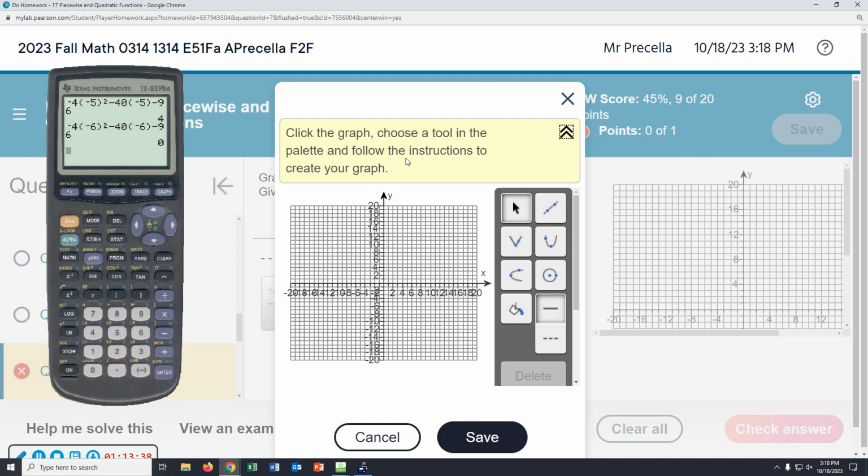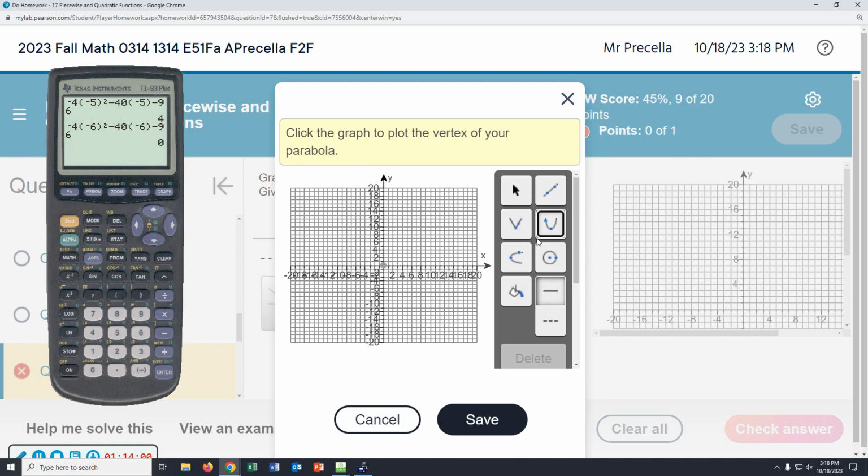Choose a tool in the palette and follow the instructions. Well, there's only one thing that looks like a parabola. If you come right here and hover around it, I guess there's one, but the horizontal thing, would it be a function? We're not graphing those, okay? This is a vertical parabola. You click it, and what does it say to plot first? First thing you plot is the vertex.